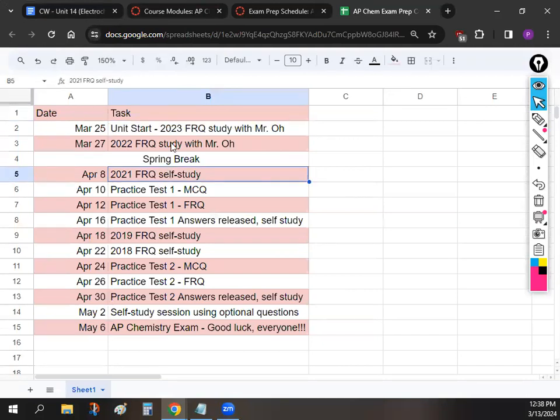Good question. So the FRQ studies, all the FRQs you see right here, are going to be participation. If you complete them and turn them in, you will get credit, and you have the answers. So if you want to be lazy and not prep for the exam, you can just copy it down and get points. However, you're kind of doing yourself a disservice as you prepare for the AP test.